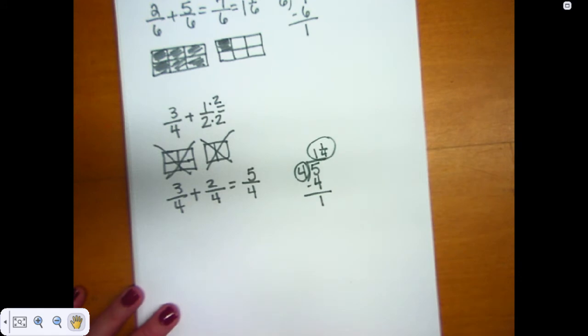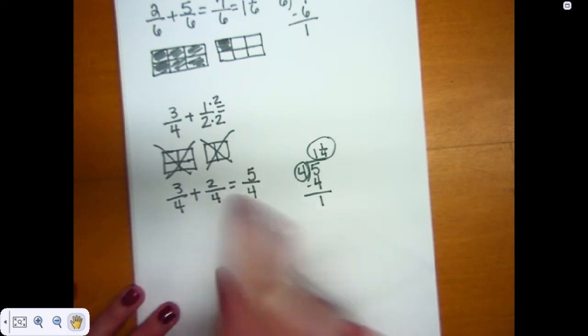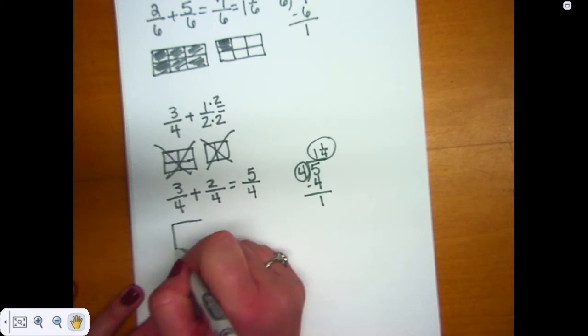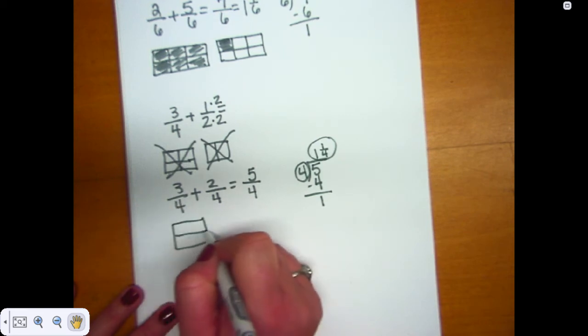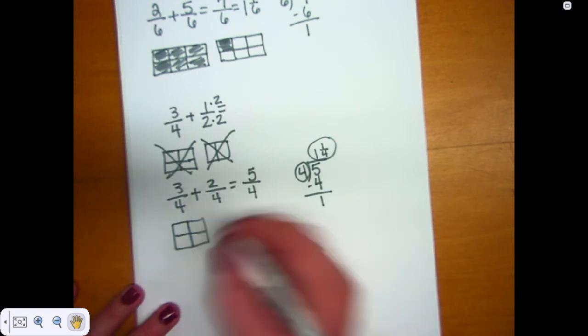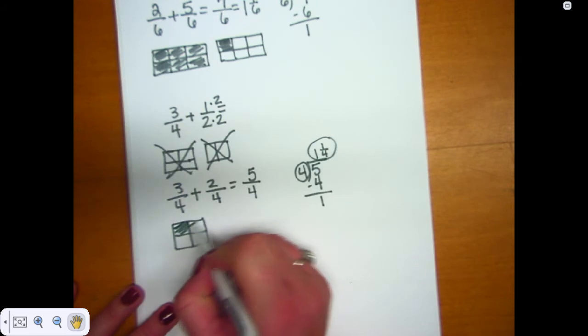Let's see how we would do that on a model. So my models have 4 pieces. And remember, you have to do one model. You have to fill it up first before you can move on to your second model. So let's see if we'll even need a second model. So we have 3/4, so I will color in 3 out of the 4.